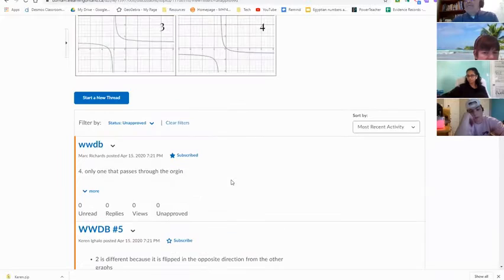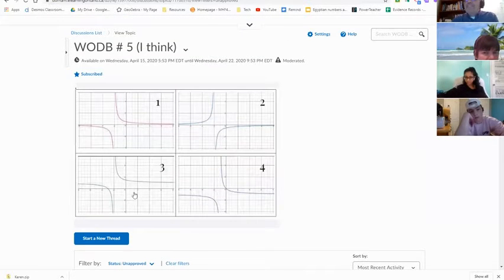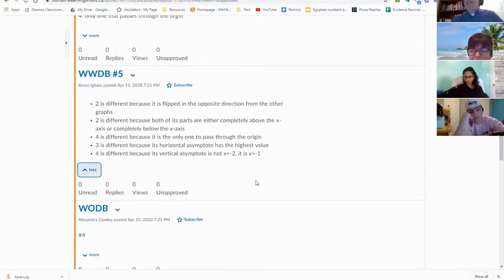Oh, look at that. So that's number 3. You can see that this graph has an asymptote here. Obviously, we don't see it. A horizontal asymptote here, we can assume is the x-axis. So we can assume that in 2 and 4, no. But this one is the highest value. Love the way that was worded, Karen.